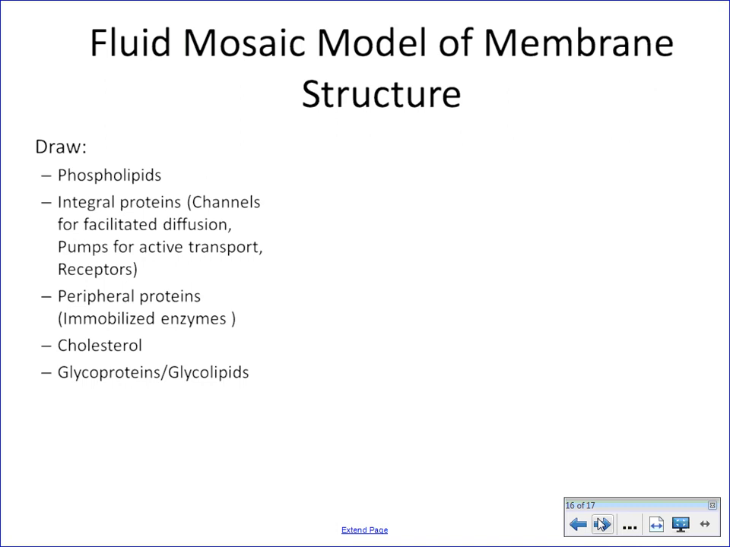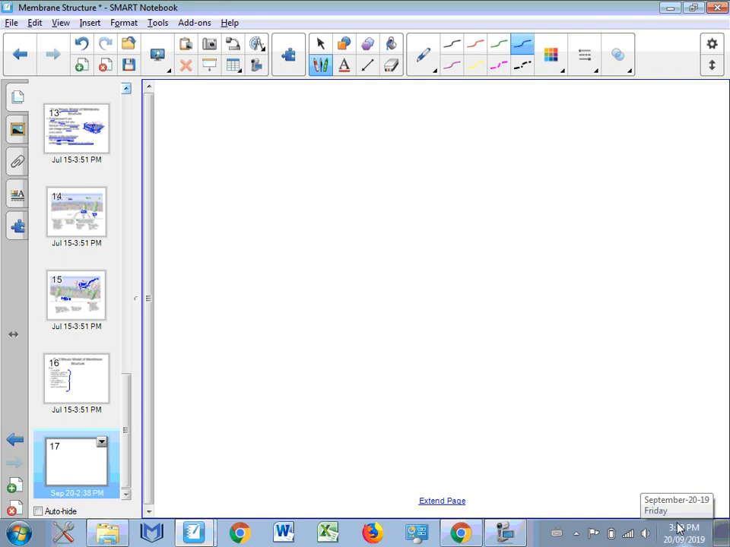And then lastly, you will need to be able to draw a representation of the fluid mosaic model using the following components. And so we will go through in class what this drawing should look like, what shapes you should use to represent each of these different structures. So that is it for this video of 1.4, 1.3.